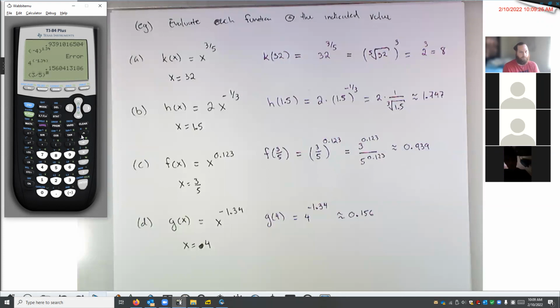So here's 3/5 raised to the 0.123. That's giving me this 0.939. And then if I separately take 3 raised to the 0.123, then you need to make sure you get out of this power before you divide. So remember, if you're using an older calculator, put the power in parentheses and come down out of the power, close that parentheses, or on the 84 or newer, just hit the right arrow button to get down out of the parentheses. Then we can divide by 5 raised to the 0.123.